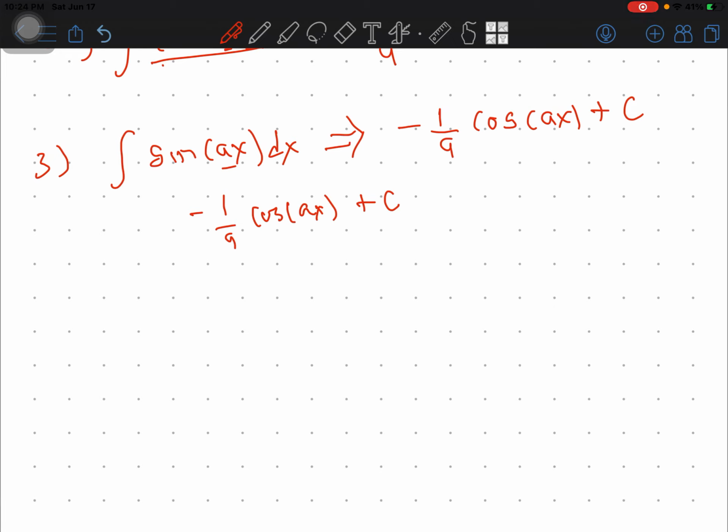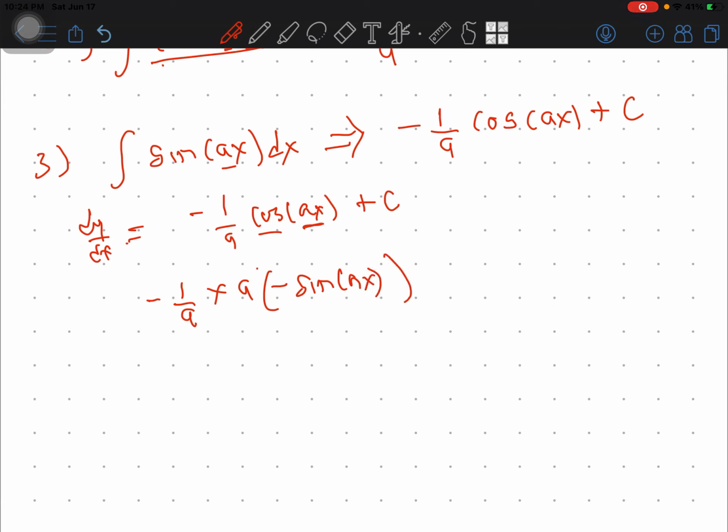So in differentiating, finding the dy dx of this one, we differentiate whatever is inside here and we multiply by the function itself, and we differentiate the cos. As I said, when you differentiate cos, we are going to get negative sine x, right? So now we are going to get negative 1 over a multiplied by, when I differentiate whatever is inside, I'm going to get a. And then when I differentiate the cos, I'm going to get negative sine ax.